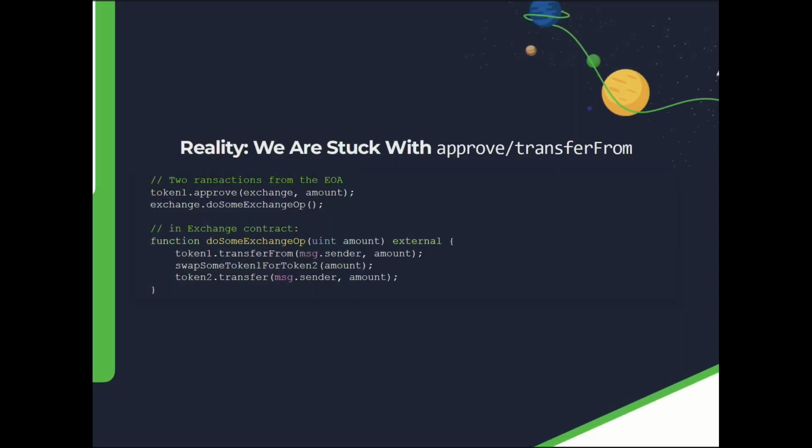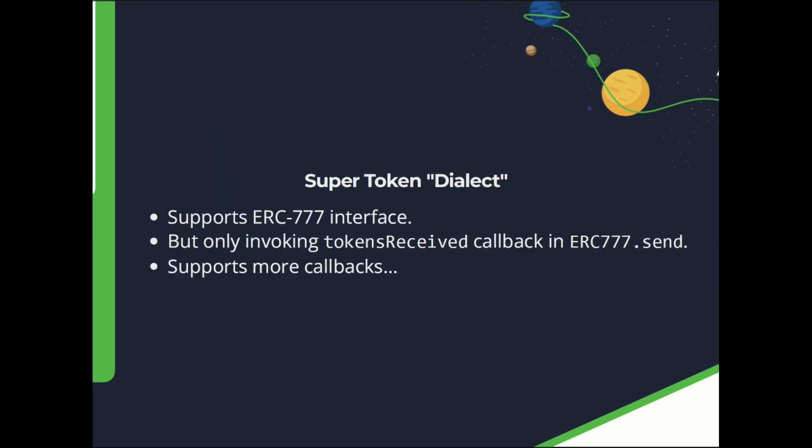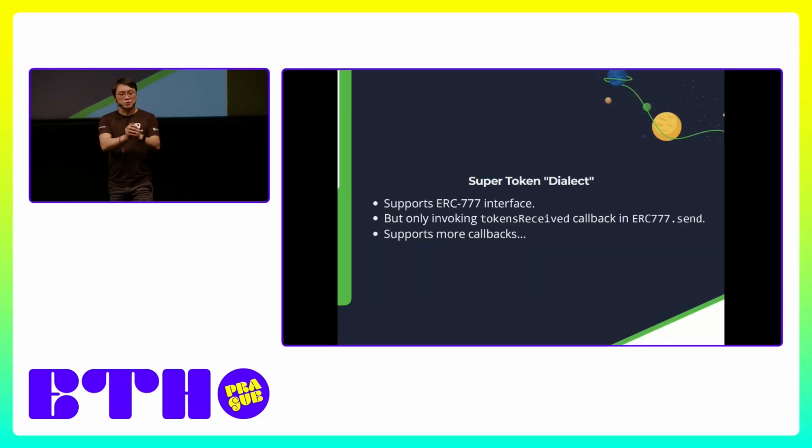The reality is that there are not many ERC-777 tokens out there. In fact, Superfluid tokens are the only ones, and that's a reality. So in order to do an action together, you have to do the approve and the transferFrom, right? I think many of us here hate it. You have to approve a contract, then you have to do an action, right? So that's not nice. But in order to fix one of the bad ideas from the 777 standard, we create a little bit of a dialect.